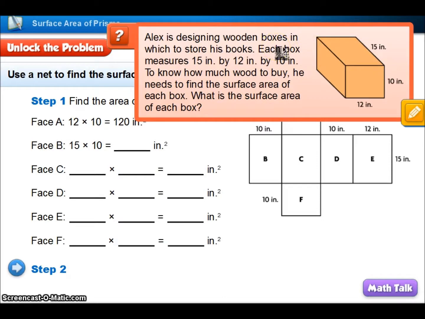In this problem, Alex is designing wooden boxes in which to store his books. Each box measures 15 inches by 12 inches by 10 inches. To know how much wood to buy, he needs to find the surface area of each box. What is the surface area?